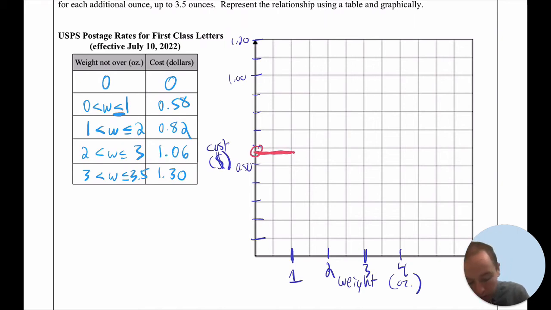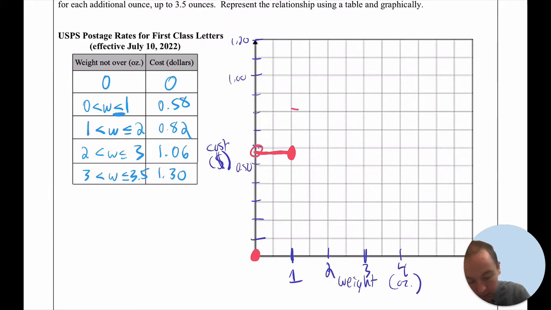But I'm going to put an open circle on the left end and then a closed circle on the right end, corresponding to when the weight can and cannot be certain values. And then if I graph that first little point right there, we're just going to have a random dot down there at 0, 0, because when the weight is 0, it turns out the cost is also 0. So if we keep going, between 1 and 2, it's going to cost you 82 cents.